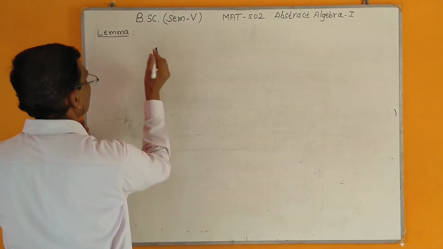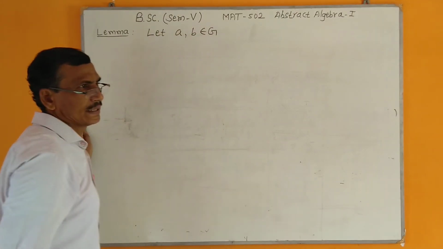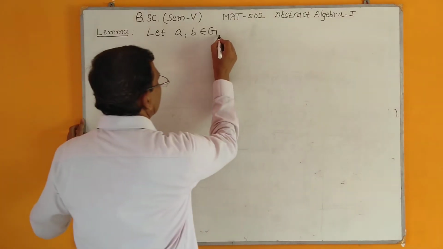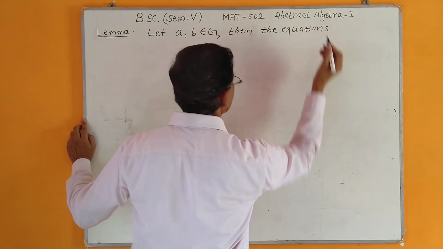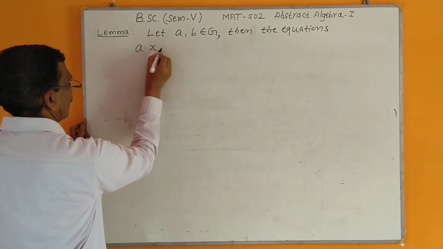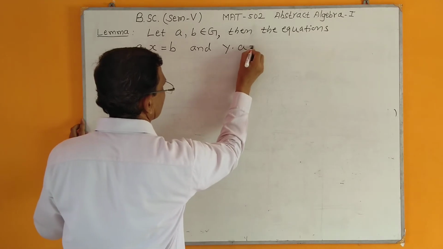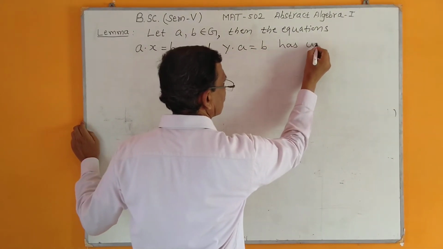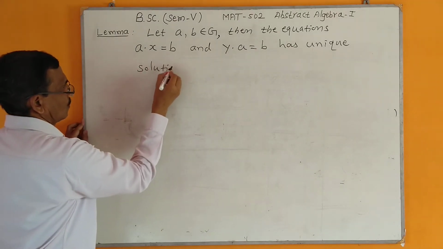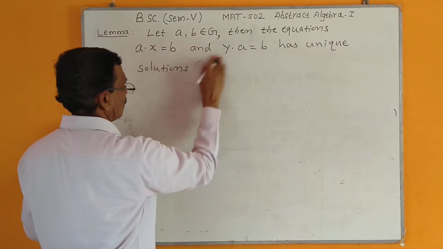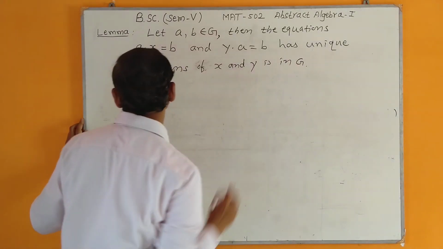Suppose that G is a group and A and B are any two elements of G, then the equations A dot X is equal to B and Y dot A is equal to B have unique solutions of X and Y in G. This is a lemma.